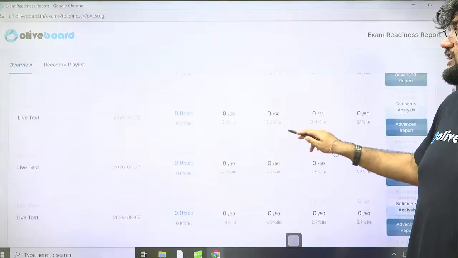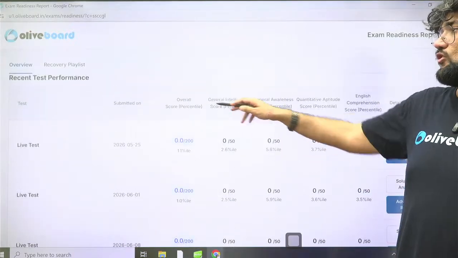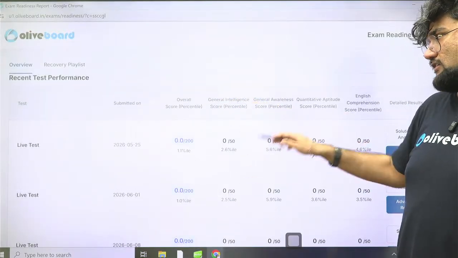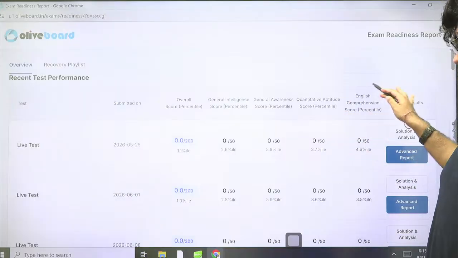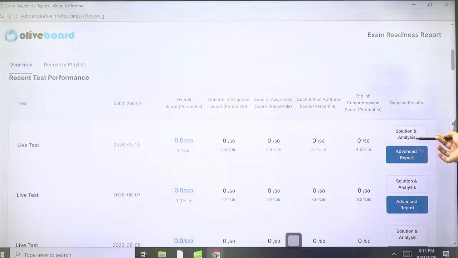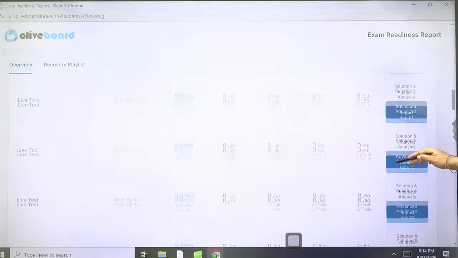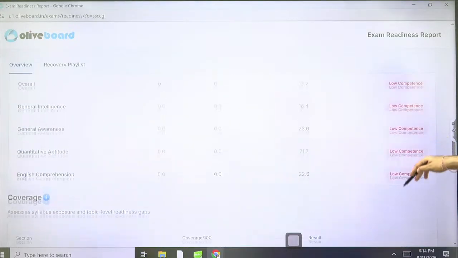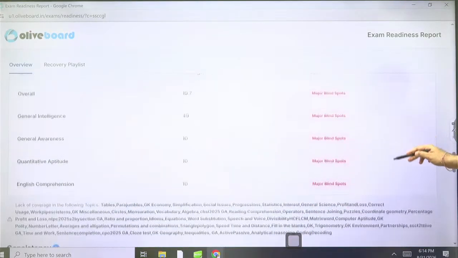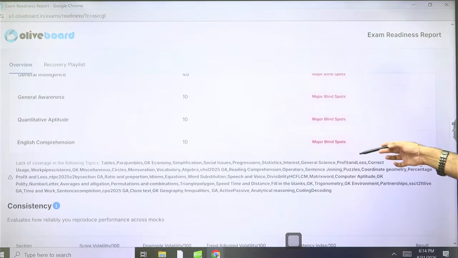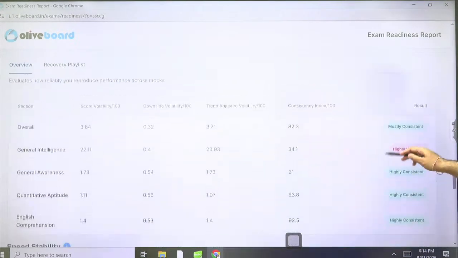And for each mock, your total score is generated here. So your overall percentile, your subject-wise percentile, here. Each individual mock has its own solution analysis and advanced report here. So everything is comparative. Now, see, this is the next parameter, competence. This is the next parameter, coverage. From here, they've generated this data that these are the topics where you're lacking right now. You need to cover these topics ASAP.